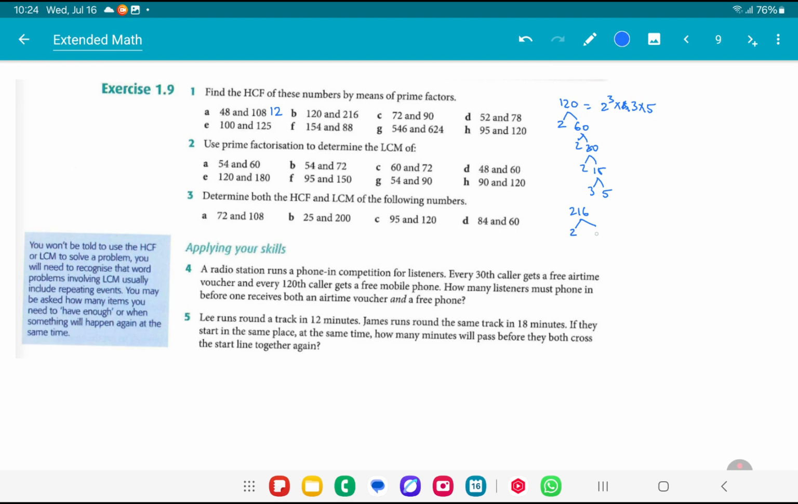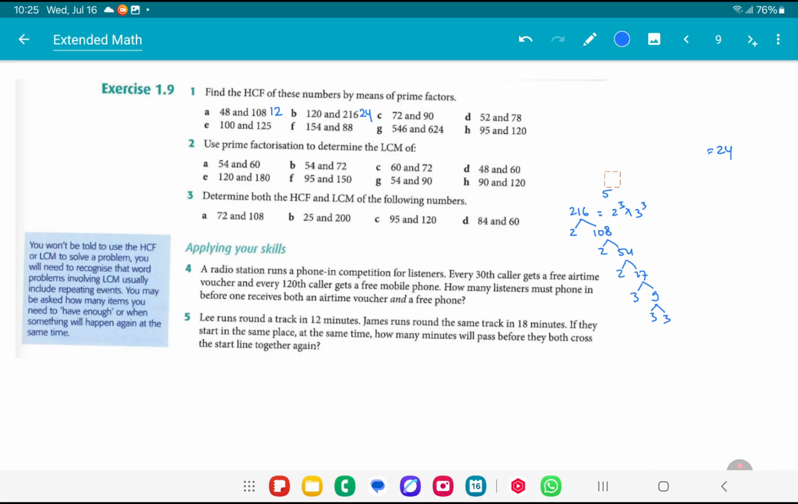216. We divide by 2, 108, 2, 54, 2, 27, then 3, 9, 3, and 3. So we get 2 cube times 3 cube. For the highest common factor, we both get 2 to the power of 3 times 3, and for number 5, it's not a common factor, so the answer is only 2 cube times 3. So the answer is equal to 24.